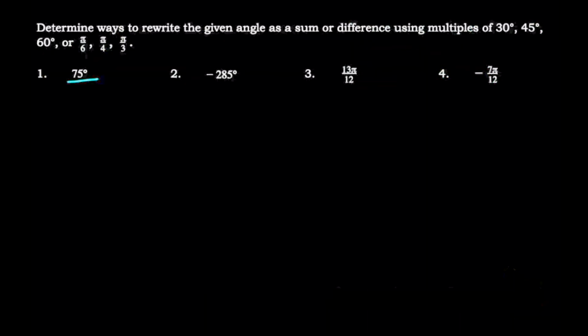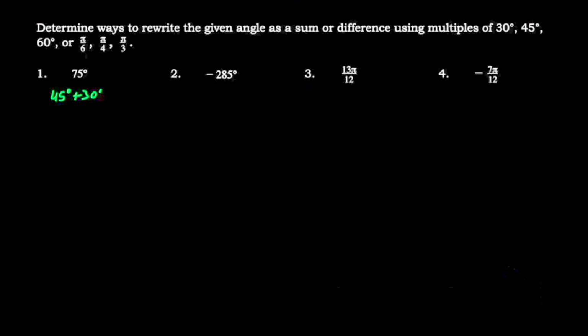These next few examples are just having us create these new angles that we haven't worked with before using combinations of 30, 45, and 60, or sometimes in radians, pi over 6, pi over 4, and pi over 3. 75 degrees might be kind of an easier one. We actually already kind of worked with this, so 45 degrees plus 30 degrees equals 75.